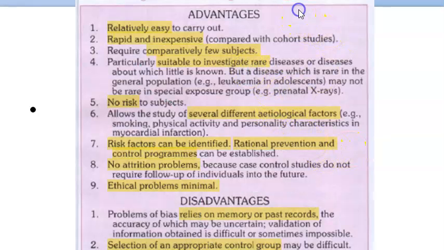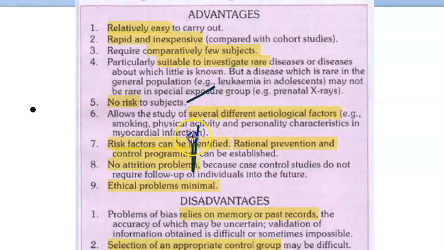So cohort study doesn't work for rare diseases, but case control study works for rare diseases. Here they are saying leukemia in adolescents may not happen. It's a rare thing. But for people who have prenatal X-ray exposure, they can have leukemia in adolescents. No risk to subjects.